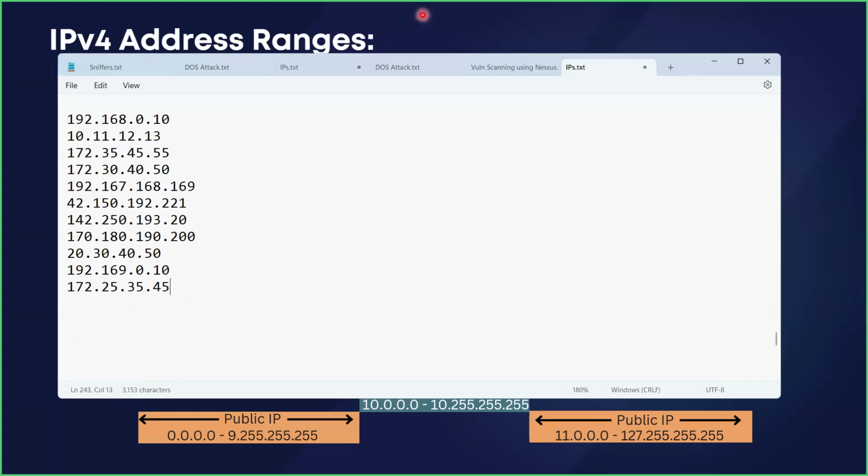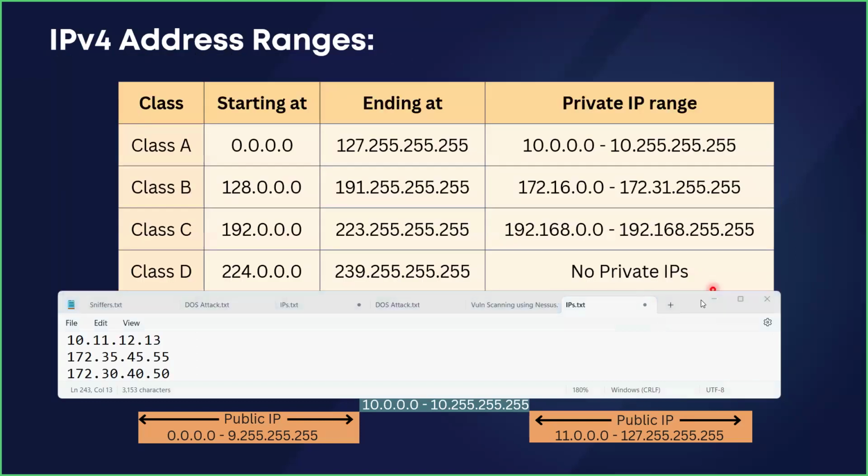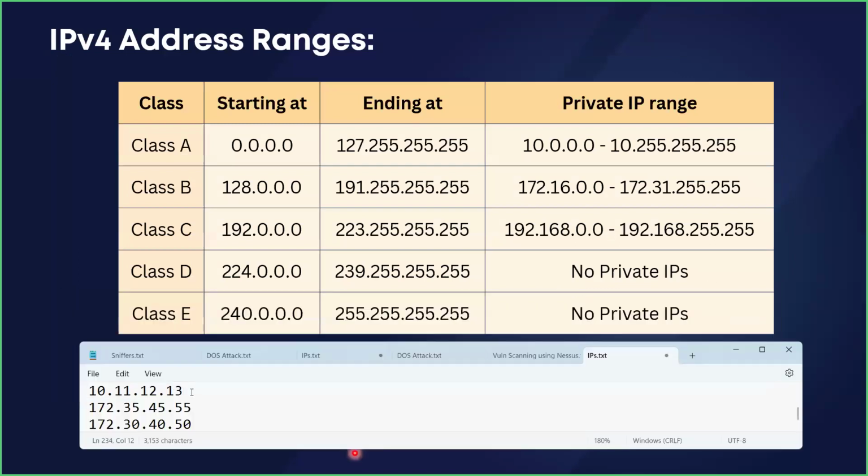Okay. So I've written down a couple of IPs here, guys. Looking at these ranges now in the background, I want you to tell me which IP belongs to which class and whether they are public or private IPs. I hope the ranges and the IP addresses are visible. Take your time. So any answers on the first IP?